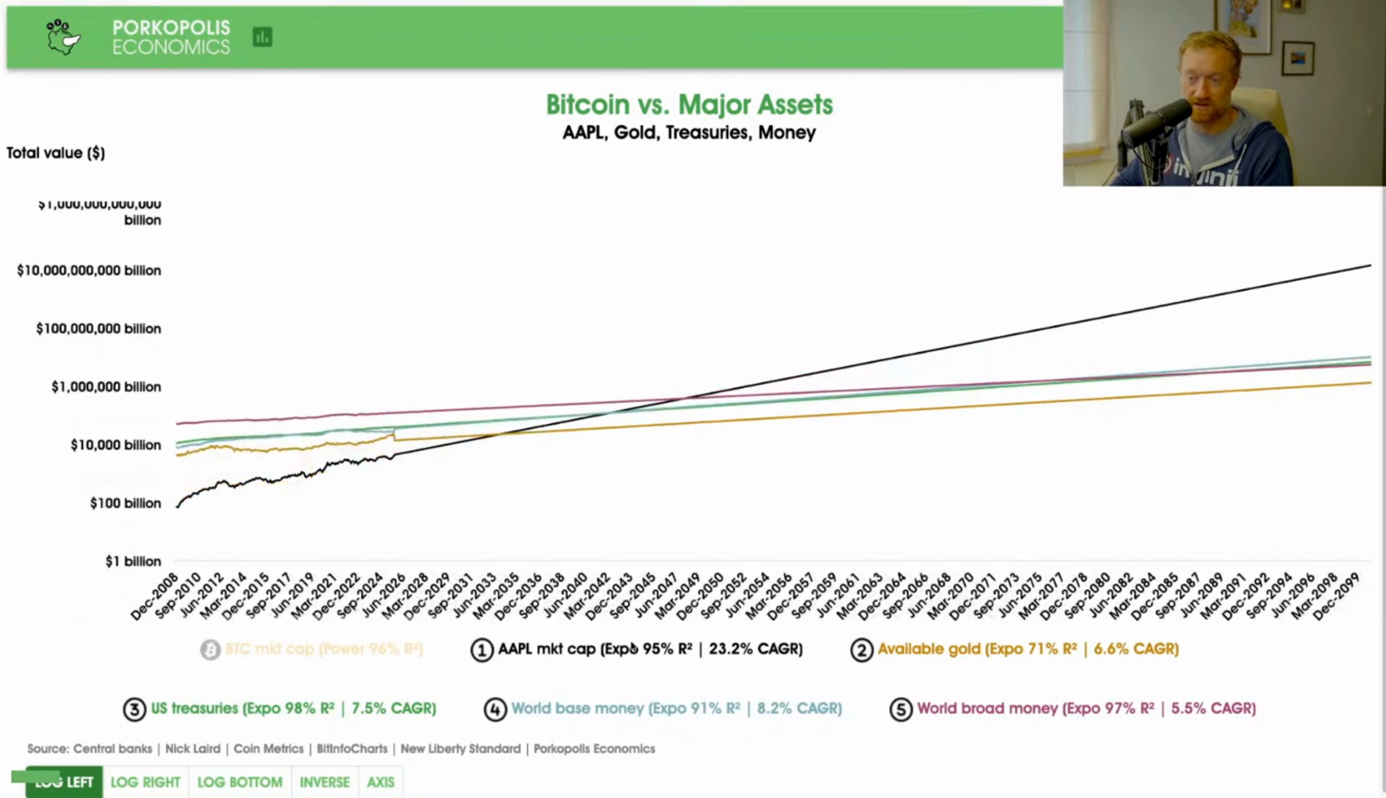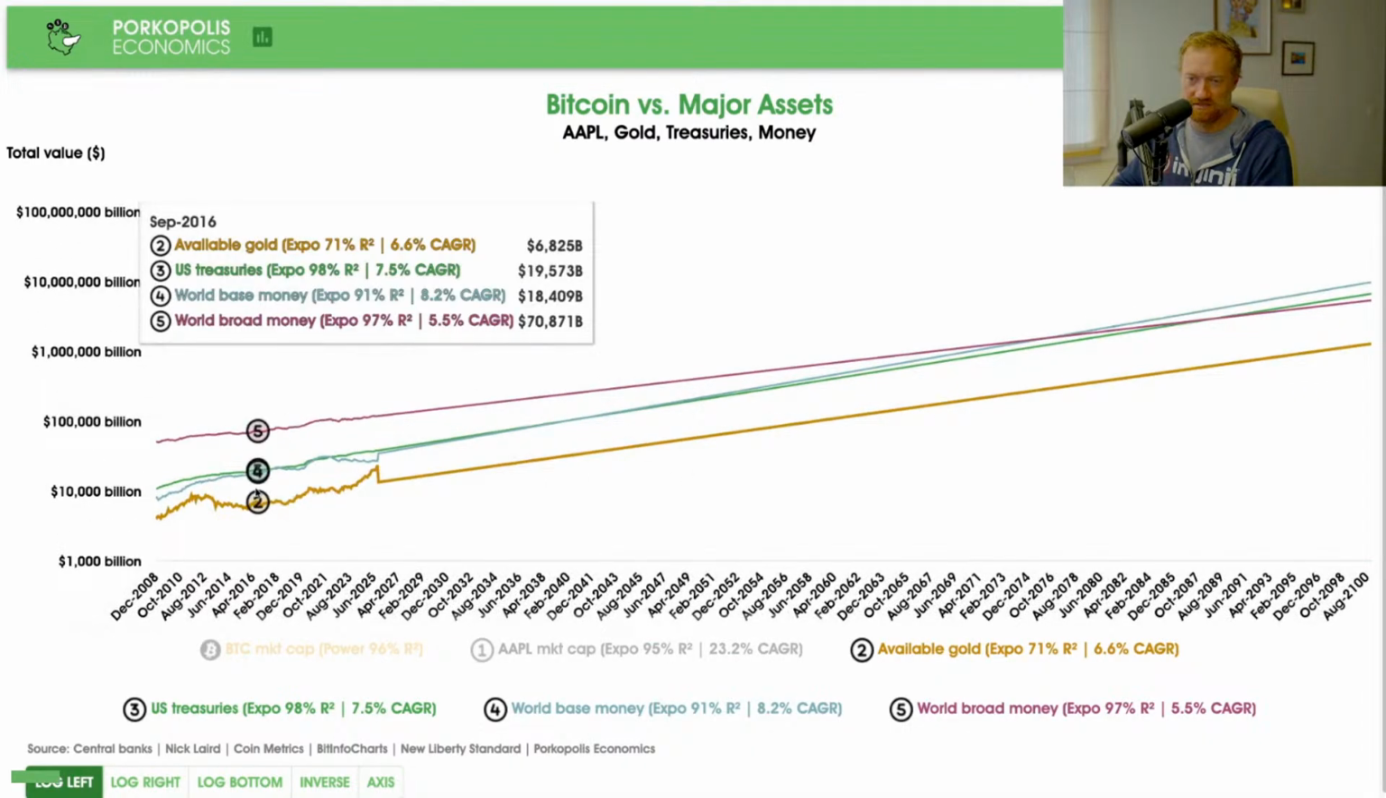So what's the takeaway? Own Apple and Bitcoin? Maybe. Not financial advice, but these CAGRs are much slower. And they're very easy for Bitcoin to catch.